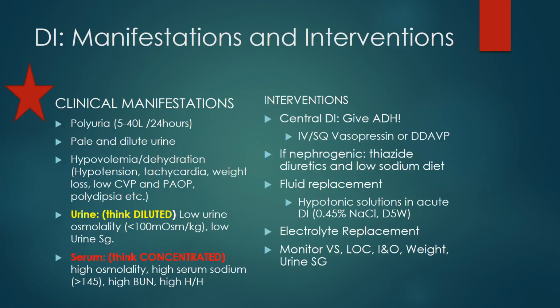To figure this out, are we insensitive or are we not making enough? We will often give something called desmopressin or DDAVP, or even vasopressin. These are all synthetic forms of ADH. So if we notice that giving ADH fixes the problem, what does that tell us? Think about it. If it works, that means that all I needed was more ADH. I had central DI. I wasn't making enough.